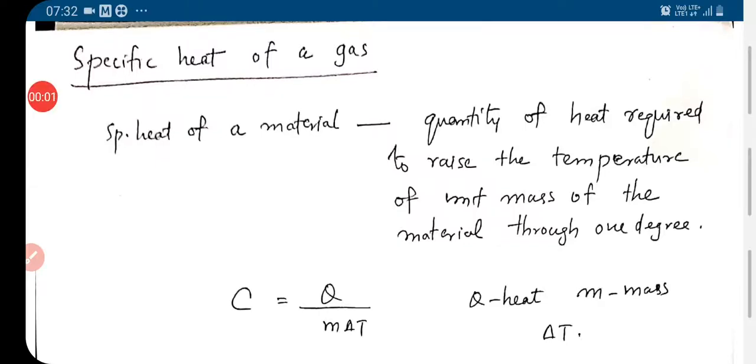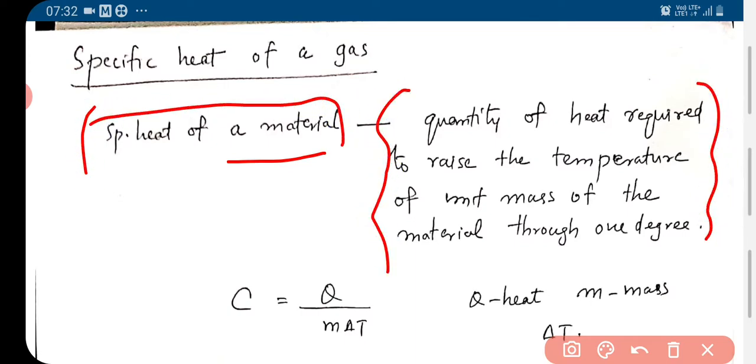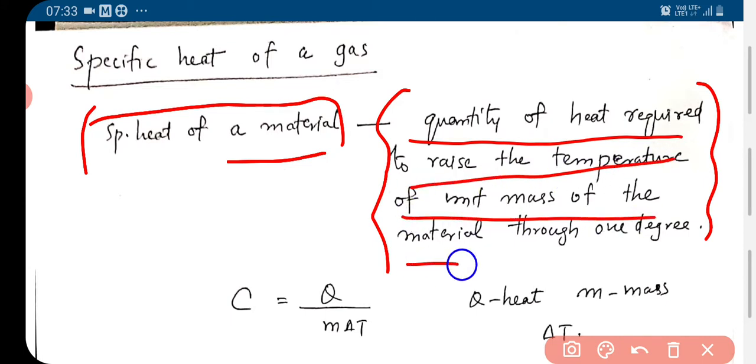Today we discuss the specific heat of a gas, specific heat of a material. Specific heat of a material is defined by this: it is the quantity of heat required to raise the temperature of unit mass of the material through 1 degree.